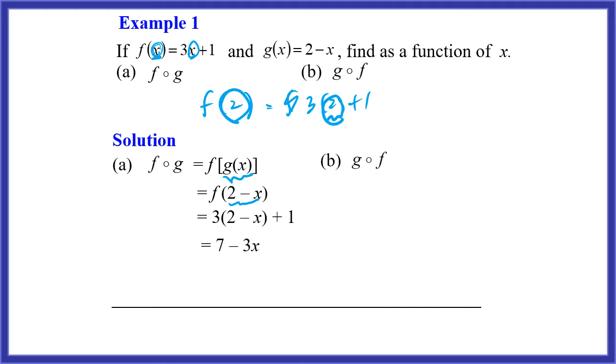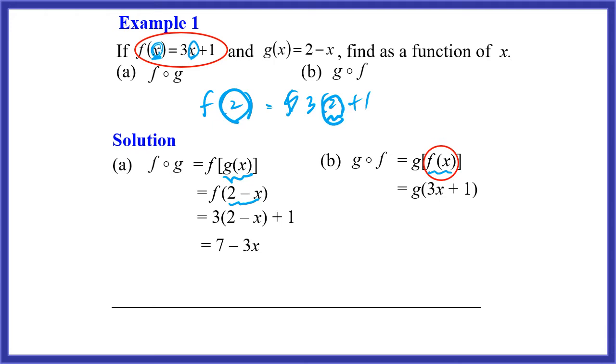And then for B, we want to find g of f. This is different from f of g, because for g we have an input of f x. So g of f x, we have to replace the one inside here as f x, not g already. So what is g x? g x is 2 minus x. But now we have g of f x, so we have to replace inside the bracket f x as 3x plus 1. Okay, so we have g of 3x plus 1.